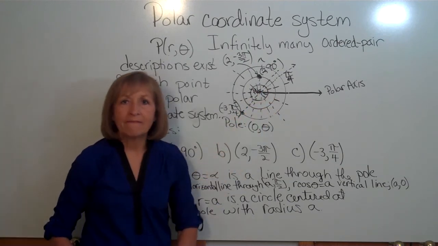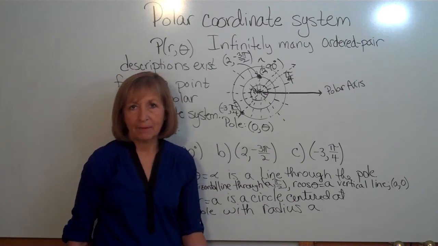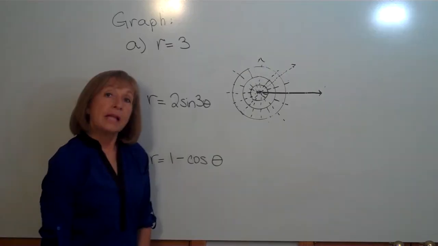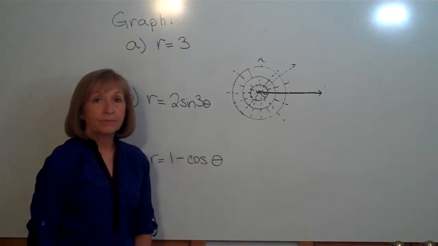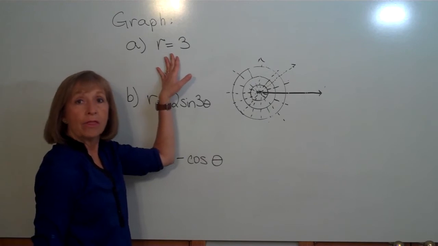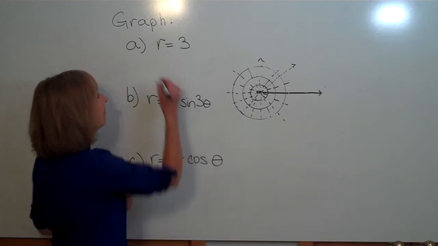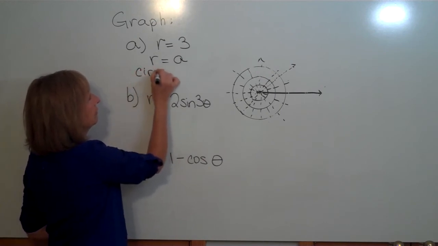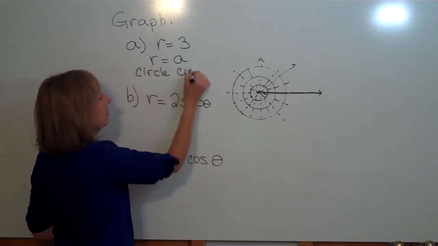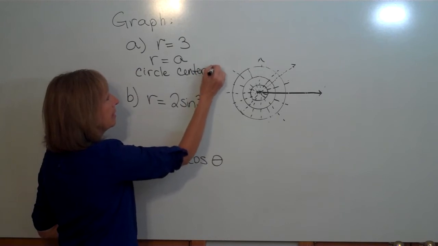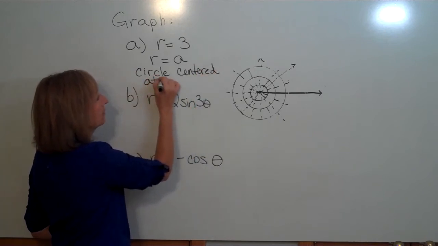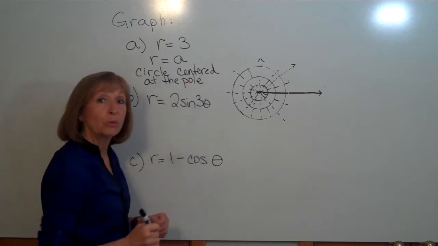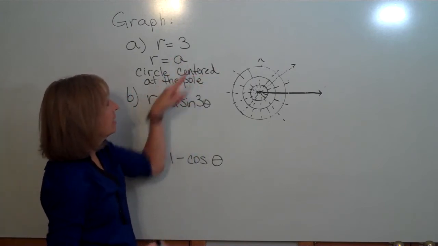So now that we have some of that foundation down, let's look at some other examples of graphing in the polar coordinate system. So now let's look at 3 examples of graphing. The first one is r equal 3. So remember, if we have r equal a, then it's a circle centered at the pole with the radius of a.